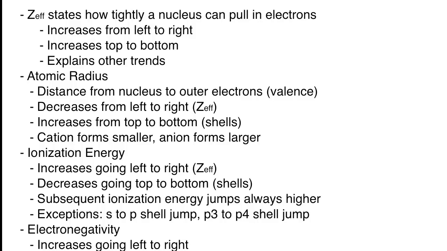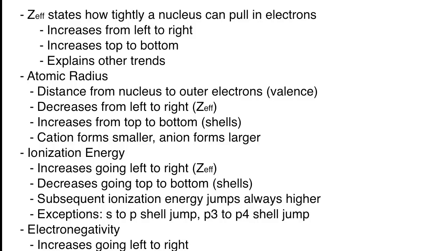So first of all, Z effective, or effective nuclear charge, states how tightly a nucleus can pull the valence electrons in towards itself. This is going to increase from left to right, going across the periodic table, and it's going to increase from top to bottom, meaning as we get closer to the bottom, we're going to see an increase in Z effective. This also helps to explain the other trends quite well, so that's why we spent some time with it first.